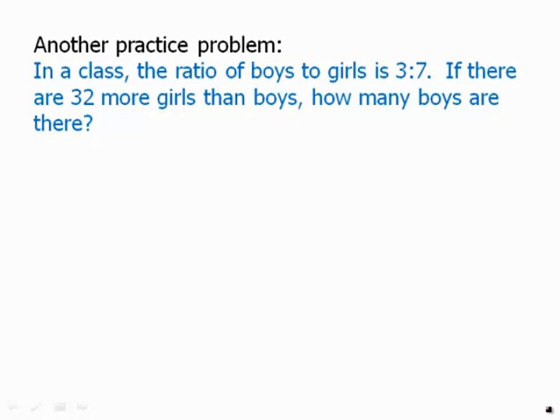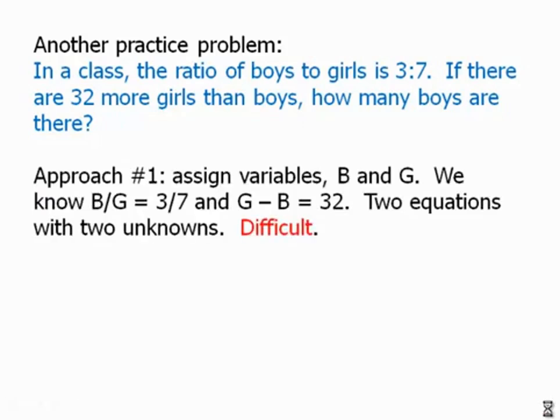Now, some people may be tempted to use algebra to solve this. For example, one could assign variables: B is the number of boys, G is the number of girls. We could set up two equations, B over G equals 3 over 7, G minus B equals 32. We'd have two equations with two unknowns. We would be able to use algebraic techniques to solve this, but that would be very long and time-consuming. So I would not recommend that particular approach.